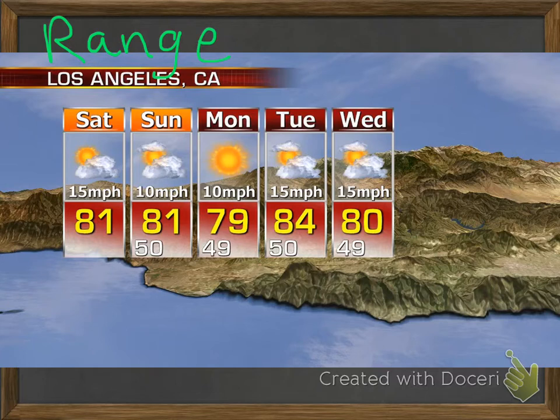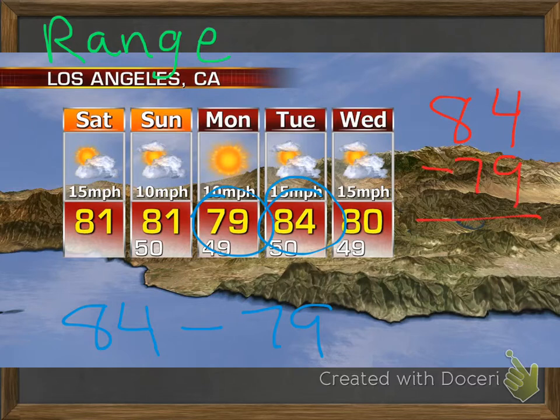And then we have range. Range is, again, the difference between the greatest number and the least number. So our greatest number is 84. And our least is 79. So if we go ahead and subtract that, if you need to, you can put it in a way that's easier for you to see, and just subtract.